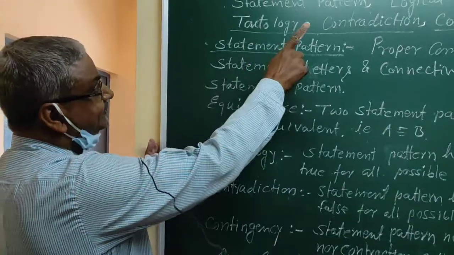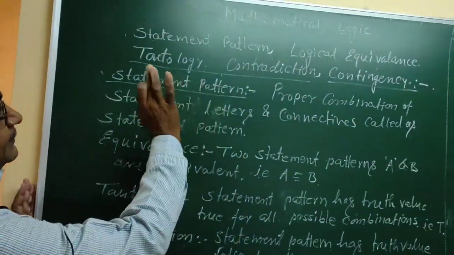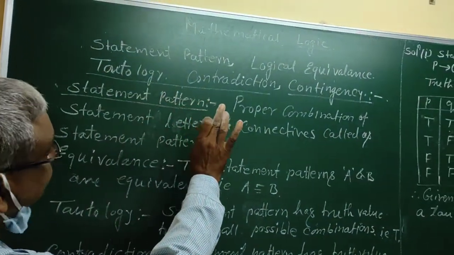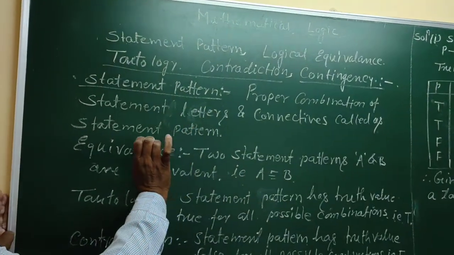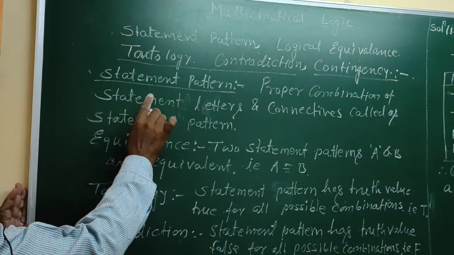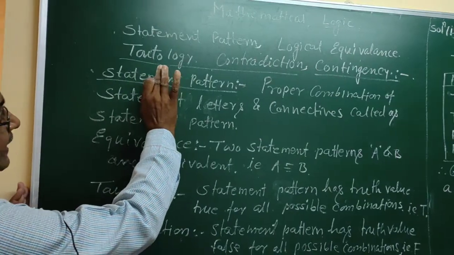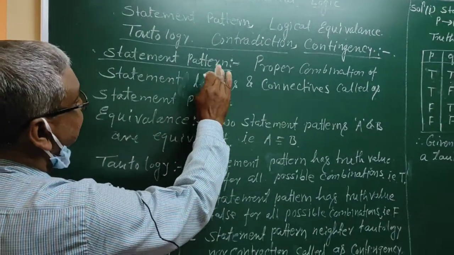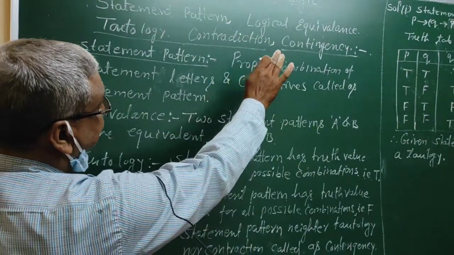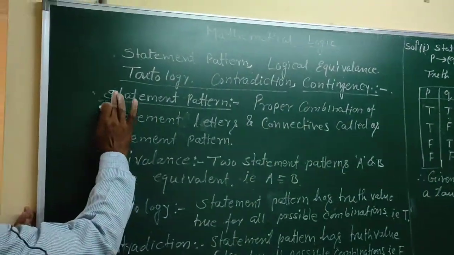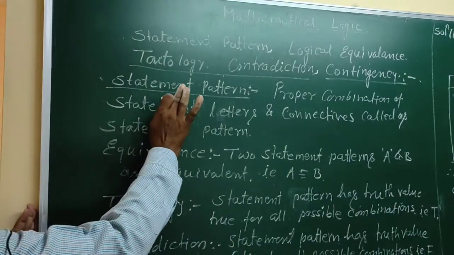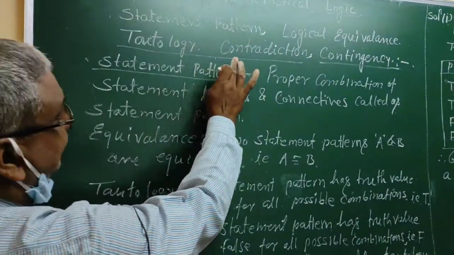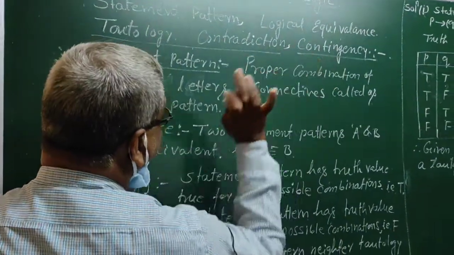In the last lecture, we have seen the combined statement of the logic. Now here, what is meant by statement pattern. That is the new topic of this mathematical logic, logical equivalence. Then there are statements of the same type, that is tautology, contradiction and contingency.